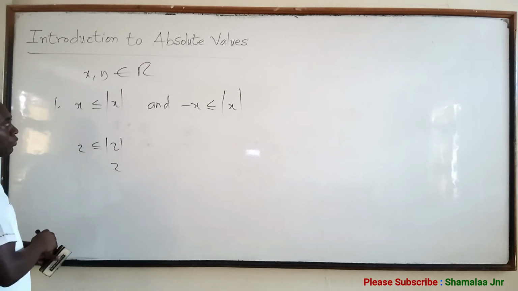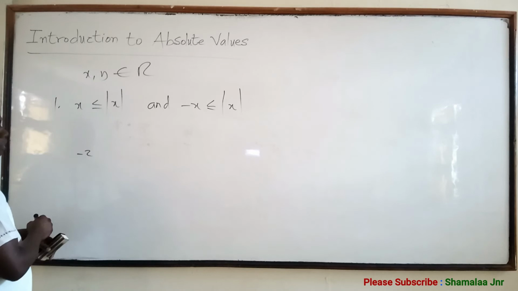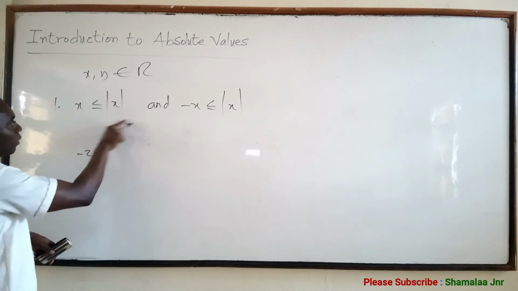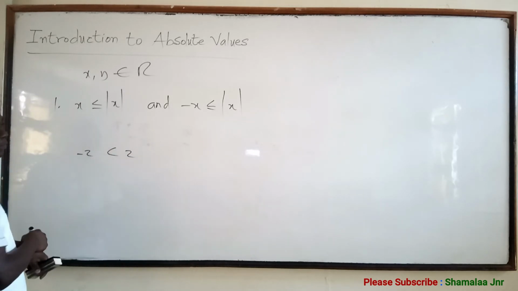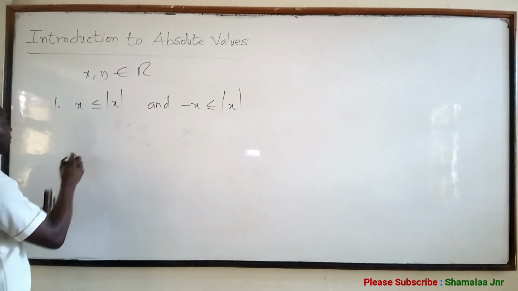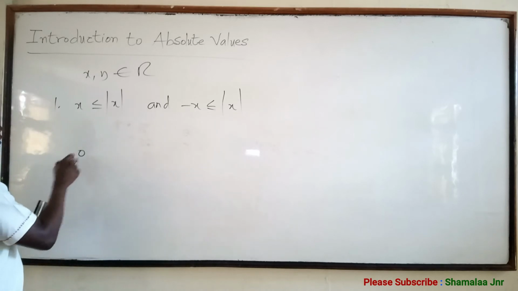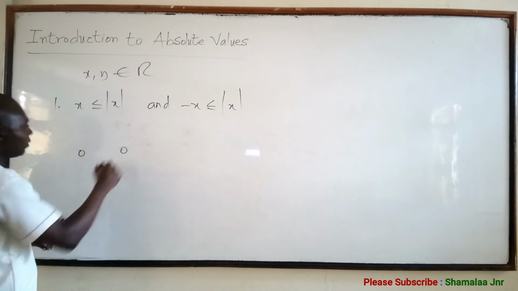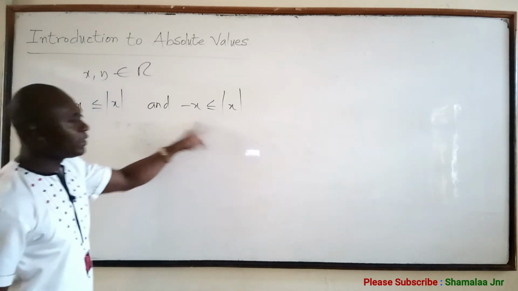So this is true. If you pick, say, negative 2, if x is negative 2, the absolute value of negative 2 will be 2, and this is greater than negative 2. Are you seeing it? If you pick 0, because I said that x should be a real number, the absolute value of 0 is 0, and this is equal to 0. So it's true. Now let's go to this side.